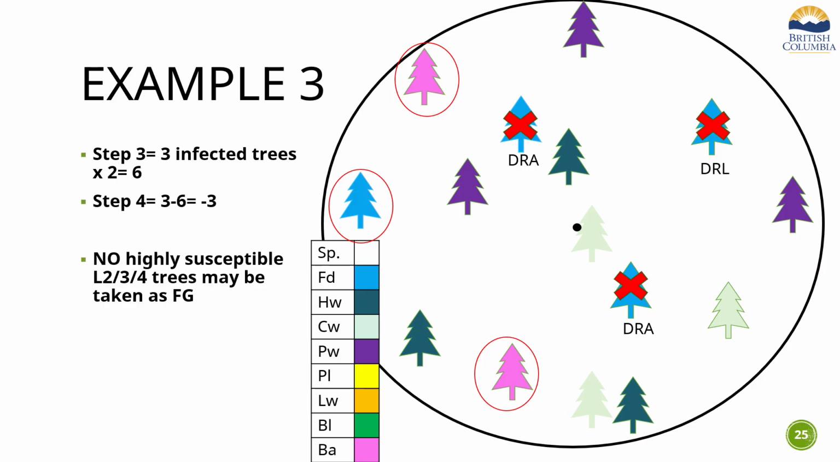Now, for step 3, we multiply the number of infected trees by the multiplier. So that's 3 times 2, giving us 6. We now subtract that from the total number of healthy, highly susceptible, well-spaced layer 2, 3, 4 trees. So that's 3 minus 6, which gives us negative 3. That means that no highly susceptible layer 2, 3, 4 trees can be taken as free growing.